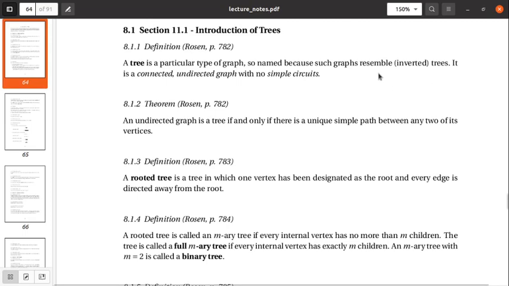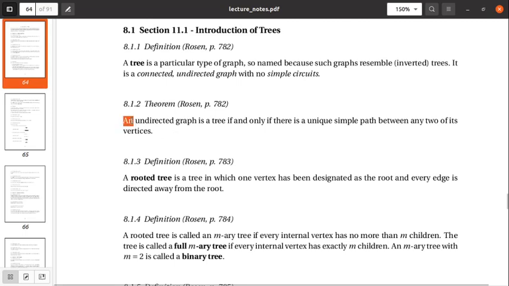Okay, so a tree is a particular type of graph, so named because such graphs resemble inverted trees. It is a connected, undirected graph with no simple circuits, right? And so the no simple circuits is really the requirement here.